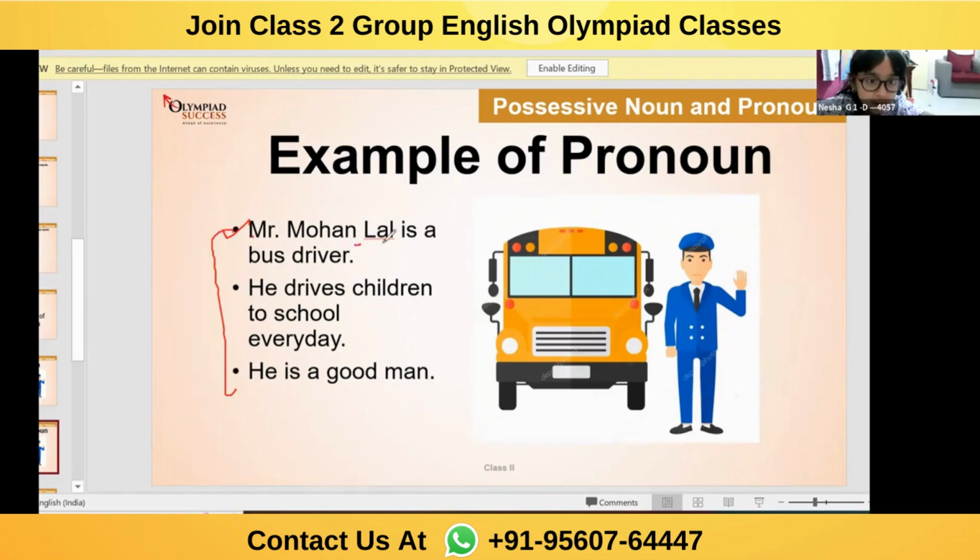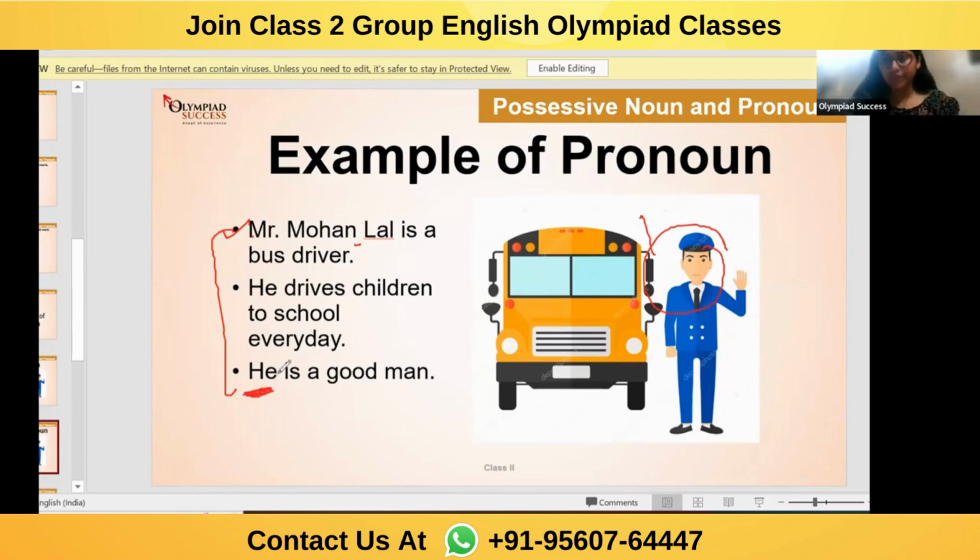Kindly read this full paragraph. Mr. Mohan Lal is a bus driver. He drives children to school every day. He is a good man. Thank you. So we know that Mr. Mohan Lal is a man. He's a male and he's one, singular. So we use he for him.